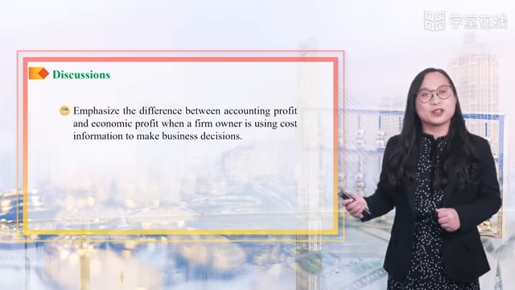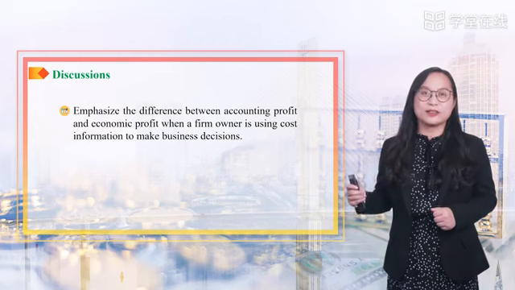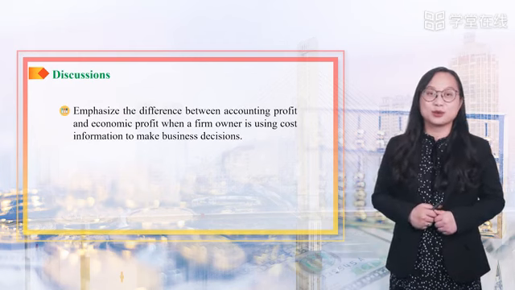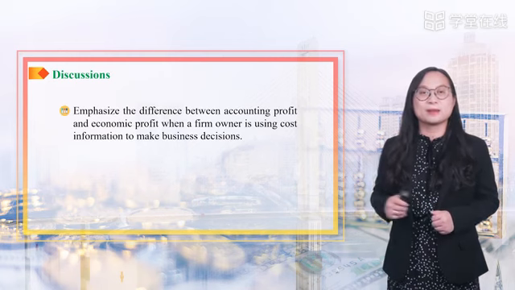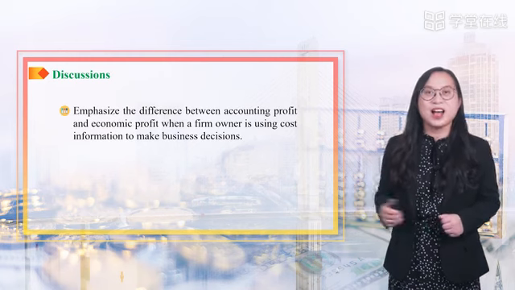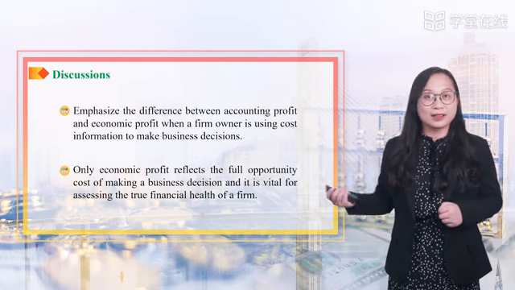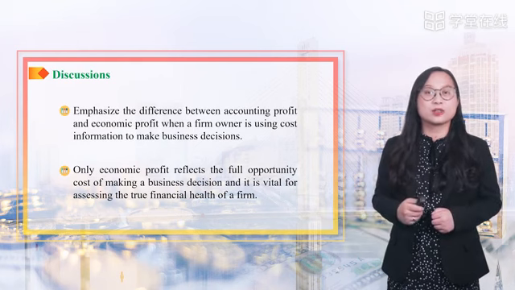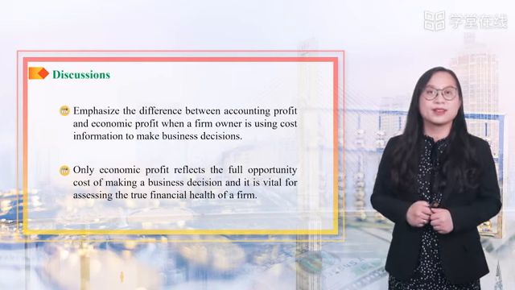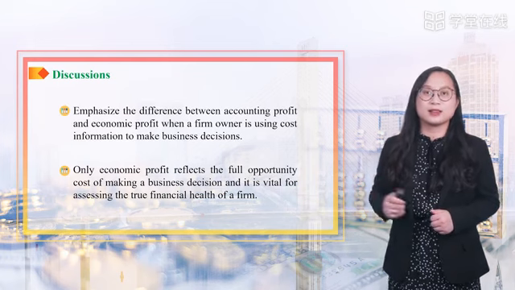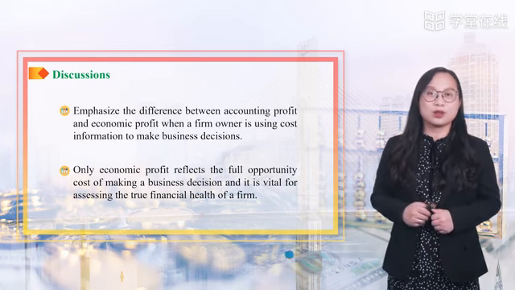Emphasize the difference between accounting profits and economic profits when a firm owner is using cost information to make business decisions. Only economic profits reflect the full opportunity costs of making a business decision, and are vital to assessing the true financial health of a firm.